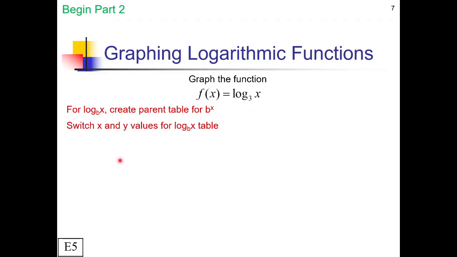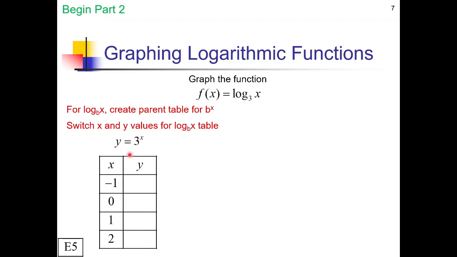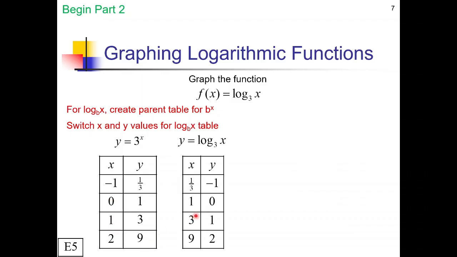All right, so let me start by creating a table for y equals 3 to the x. And because this is growth, because my b value is bigger than 1, I'm just going to go from -1 to +2. So plugging all those in, 3 to the -1 is 1/3, 3 to the 0 is 1, 3 to the 1 is 3, 3 squared is 9. And again, I'm just going to switch all the x and y values for my log version of this. So I'm going to have x values of 1/3, 1, 3, and 9, and y values of -1, 0, 1, and 2. So there's my log table, again, just switched x and y.